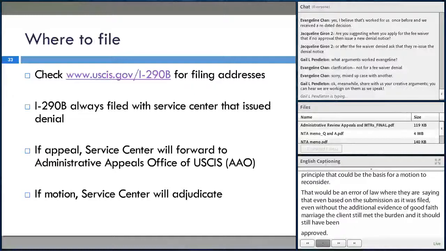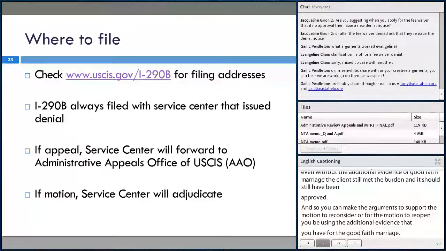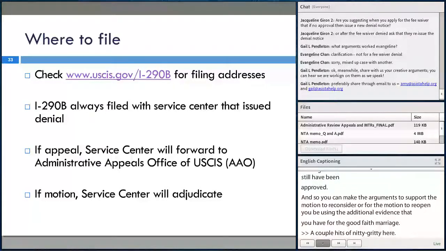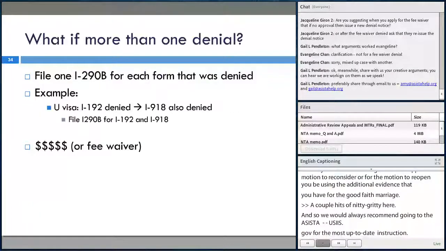Okay. And then a couple last bits of nitty-gritty here. We would always recommend going to the uscis.gov website for the most up-to-date filing addresses and the most up-to-date instructions on any of this. The 290B is going to be filed with the service center that issued the denial. And then if it's an appeal, the service center will forward the 290B to the AAO, whereas if it's a motion, then the service center will adjudicate it. Okay?